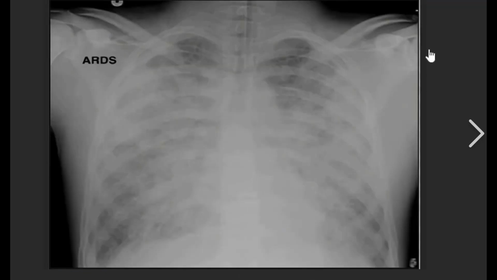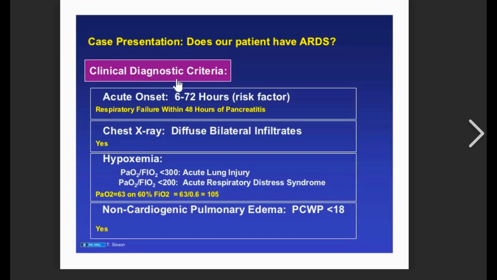This is the image of a patient with ARDS, and you can see all the white patches, diffuse bilateral infiltrates. Infiltrates in both lungs. So remember the key points. It is acute in onset, within 48 hours after injury. X-ray shows bilateral diffuse infiltrates, severe hypoxemia, non-cardiogenic pulmonary edema, which is pulmonary capillary wedge pressure less than 18. So what is the PF ratio?